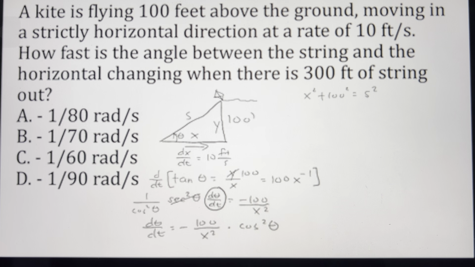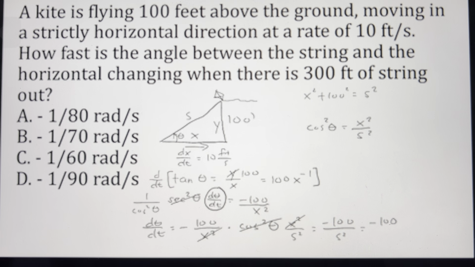So what is the cosine of theta here? Cosine of theta is adjacent, that's x, over hypotenuse, that's s. And squaring both sides will be x squared over s squared. So we can change it into x squared over s squared. We can cancel out our x squared, so this will be negative 100 over s squared.